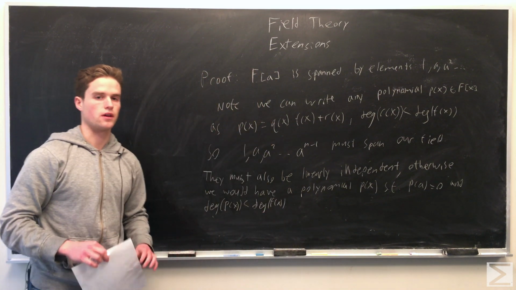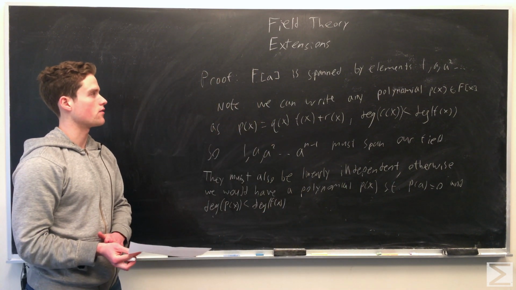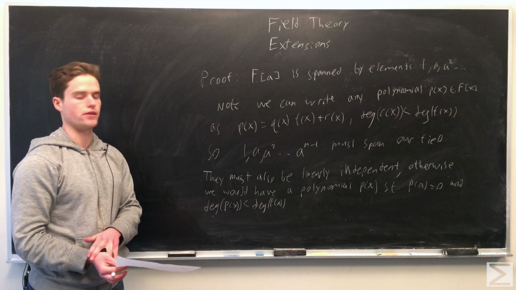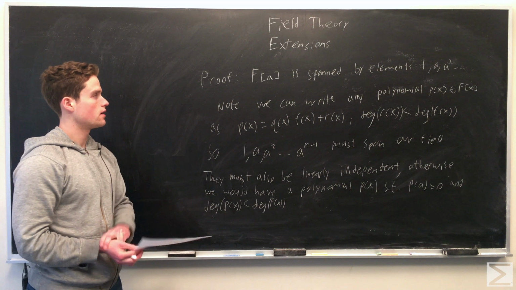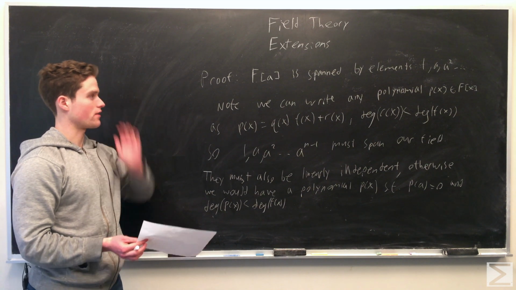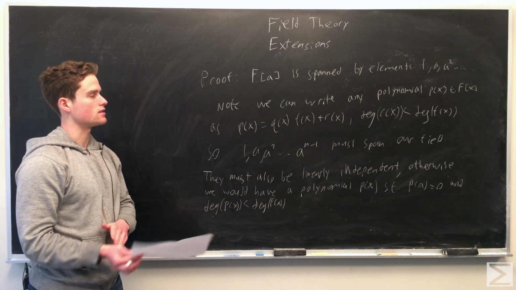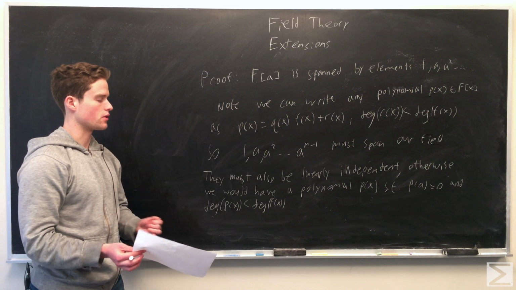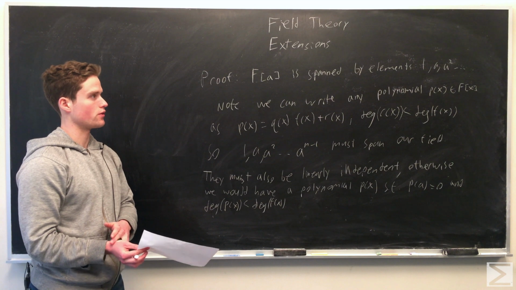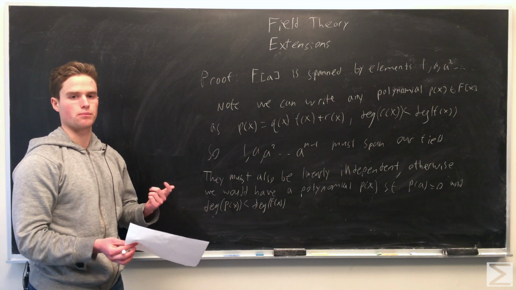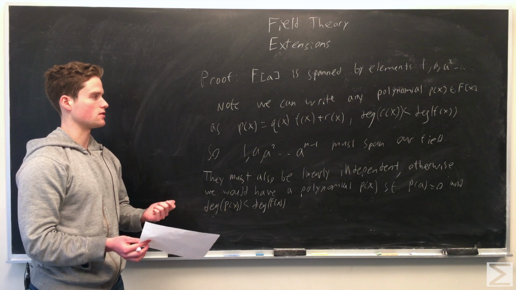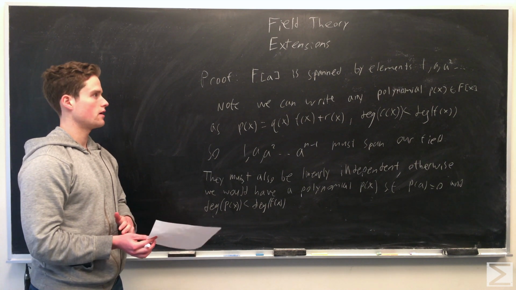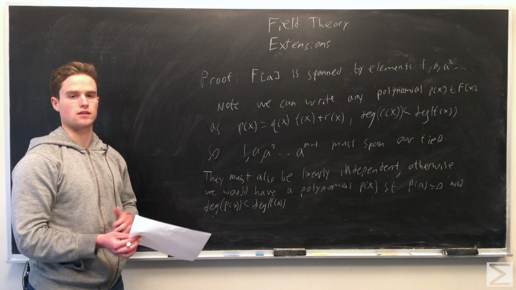So first, we note that the smallest field containing F and a is spanned by the elements 1, a, a squared, etc., all the non-negative powers of a. You can check this by using the fact that a is the zero of some irreducible polynomial. If you divide by some powers of a, you can always multiply by some polynomial to make the result equal 1, and then you'll get back just powers of a.